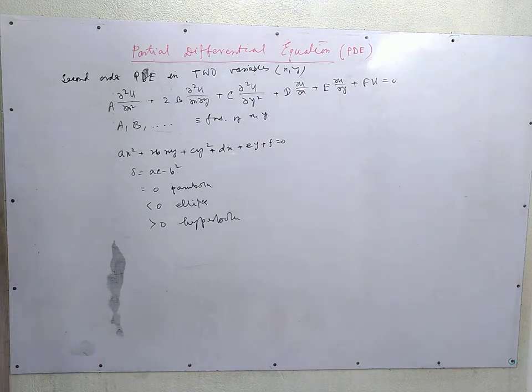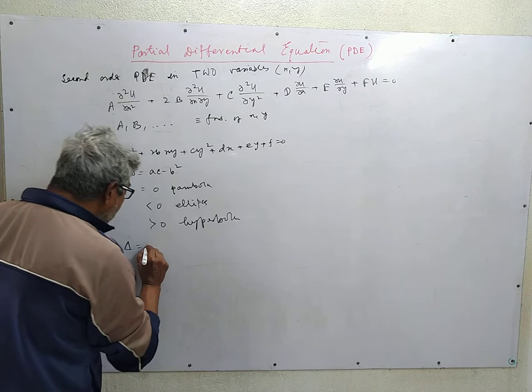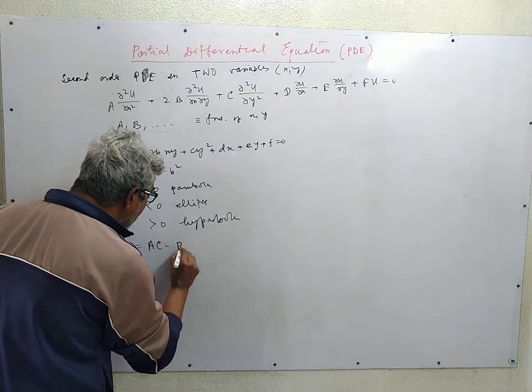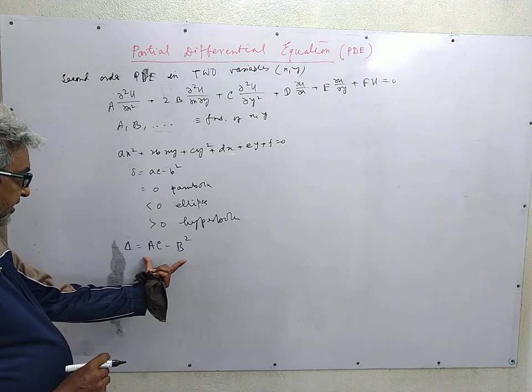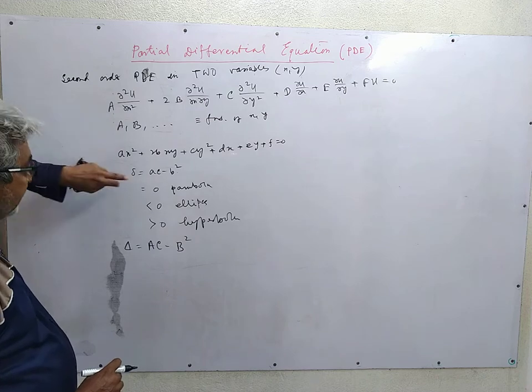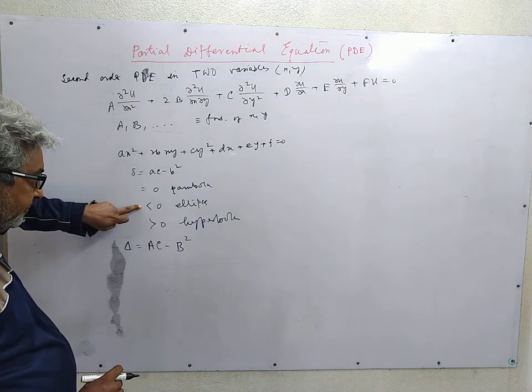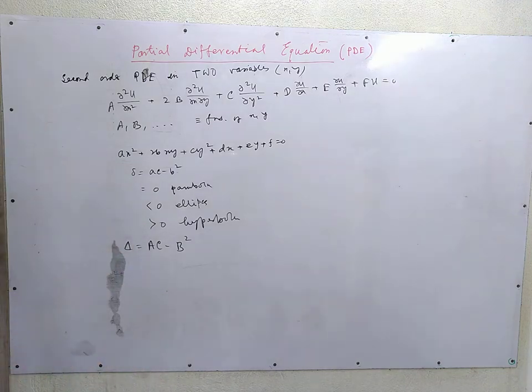Keeping a similarity with this nomenclature, we define a quantity delta is equal to AC minus B square. When AC minus B square is 0, we say the differential equation is parabolic. When this is less than 0, we say it is elliptic, and when greater than 0, we call it hyperbolic. So this is the classification of second order partial differential equations.